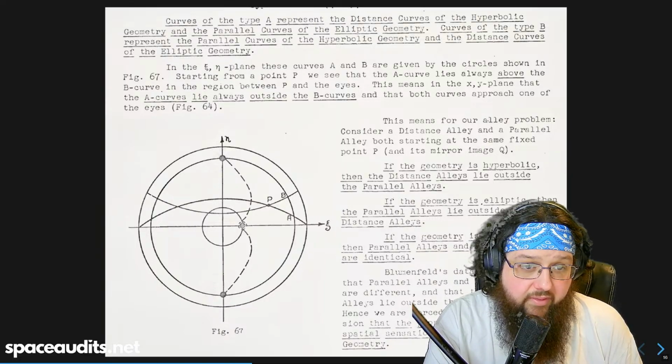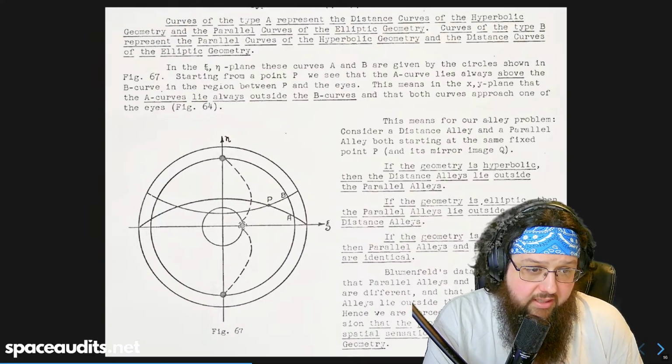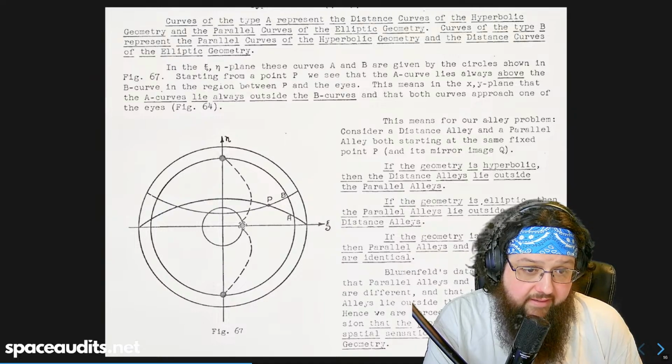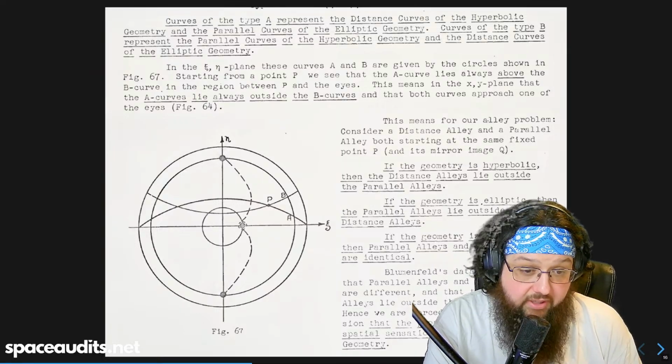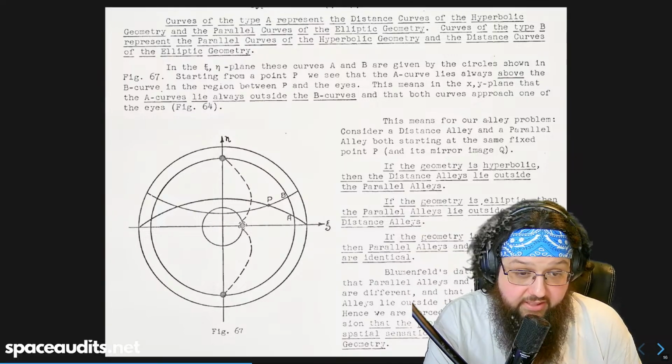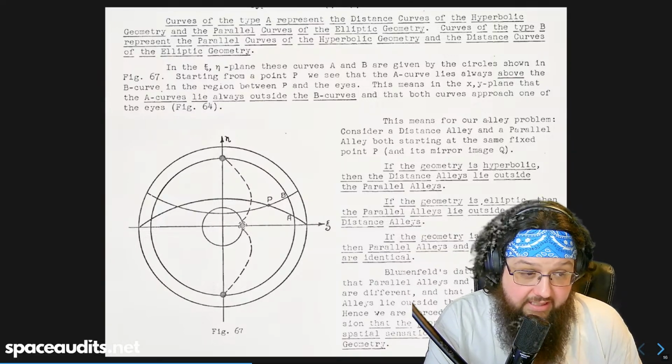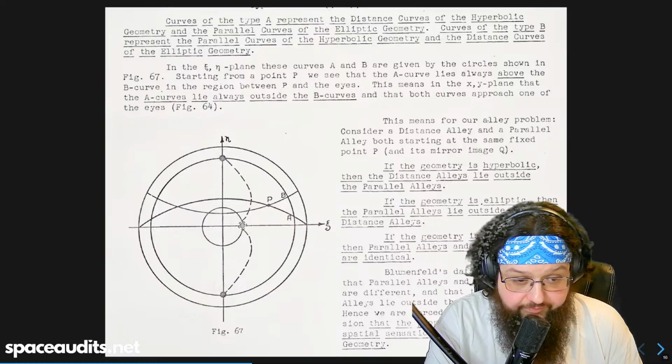I'll read a little bit of this part right here. So this means for the alley problem, consider the distance alley and the parallel alley both starting from a fixed point P in the mirror image Q. If the geometry is hyperbolic, then the distance alley lies outside of the parallel alley. If the geometry is elliptic, then the parallel alley lies outside the distance alley. And if the geometry is Euclidean, the parallel alleys and distance alleys are identical. They'll never intersect. They'll never lie outside of one another.